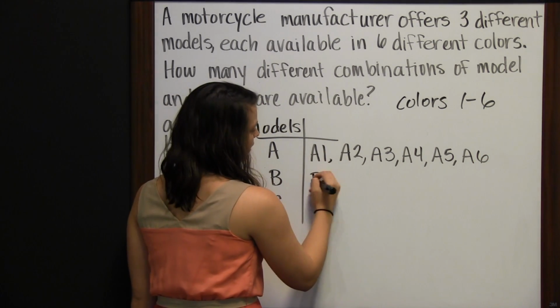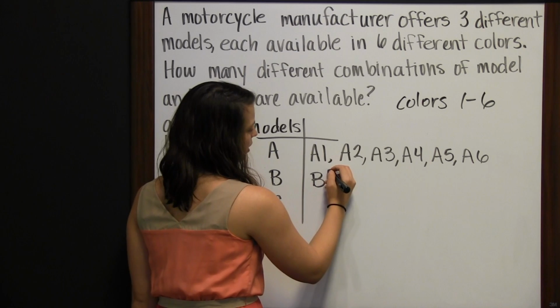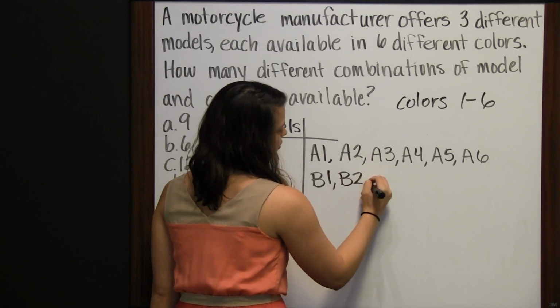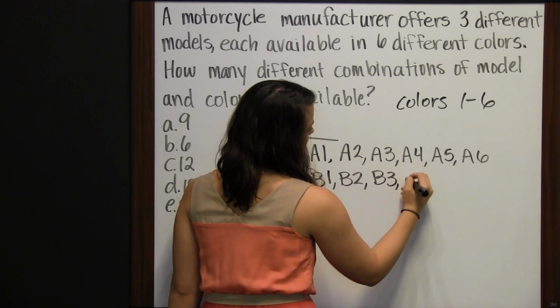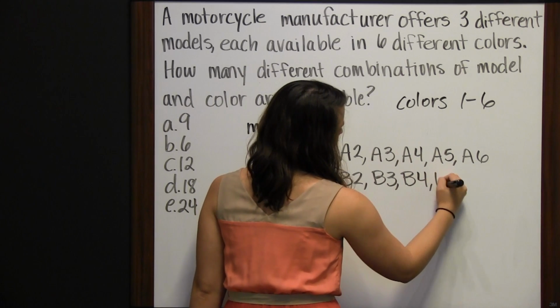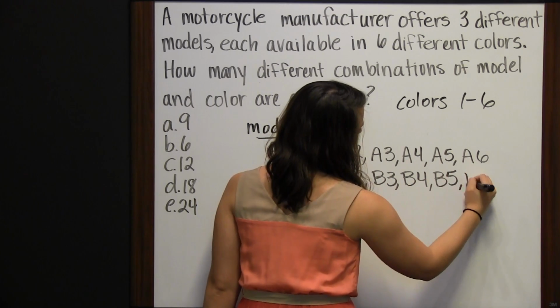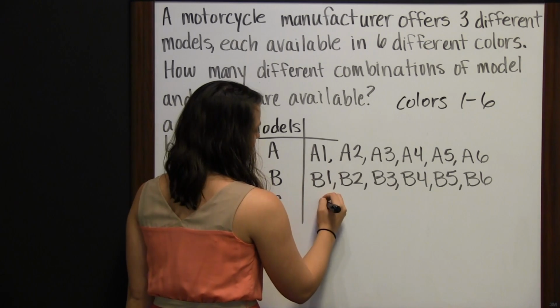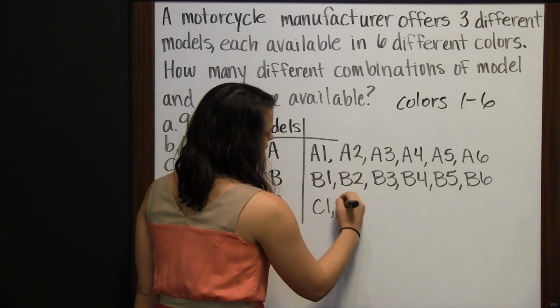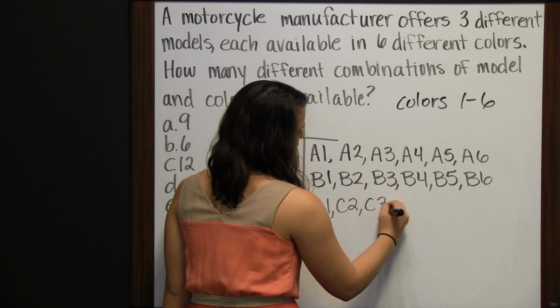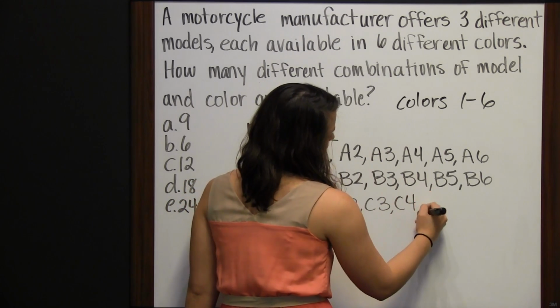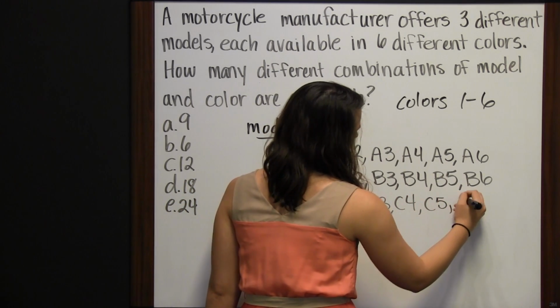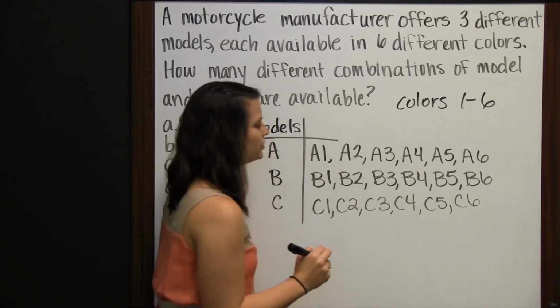Same thing with Model B. You could get Model B in color 1, color 2, color 3, color 4, color 5, or color 6. And finally, the same with Model C. Color 1, color 2, color 3, color 4, color 5, and color 6.